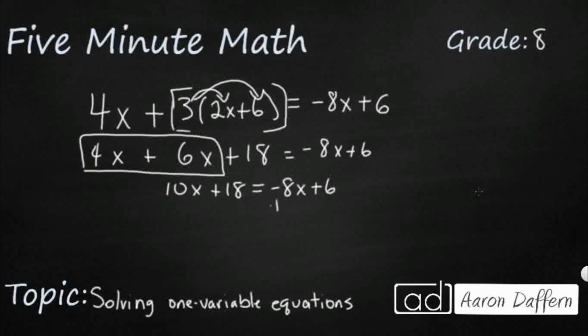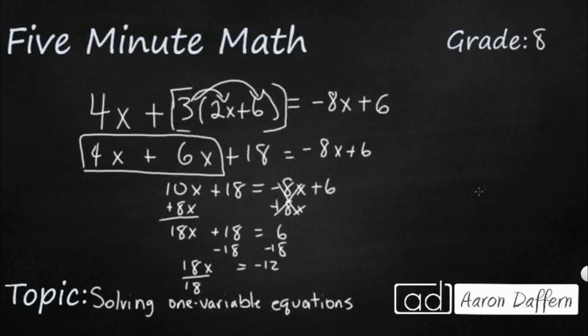So let's just add 8x to both sides. So it's going to be 18x. That gets rid of that. So 18x plus 18 equals 6. Now we're going to subtract 18 from both sides. We're going to get 18x equals negative 12. Divide both sides by 18. And you're going to get x equals negative 2/3.